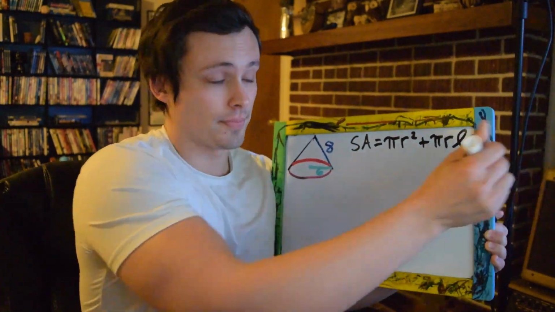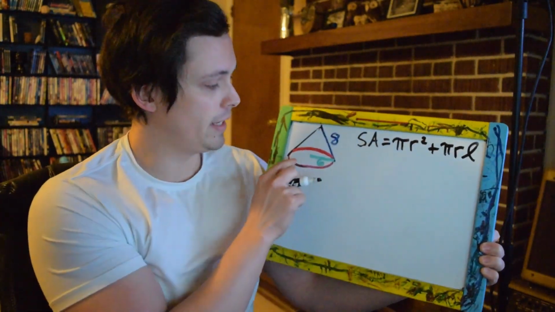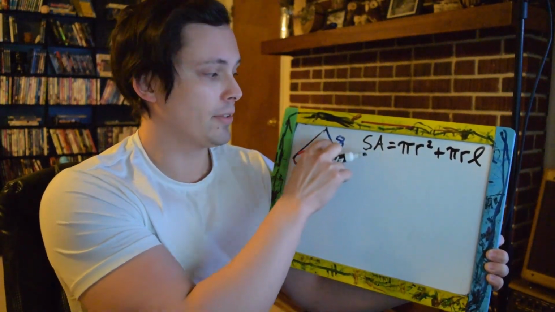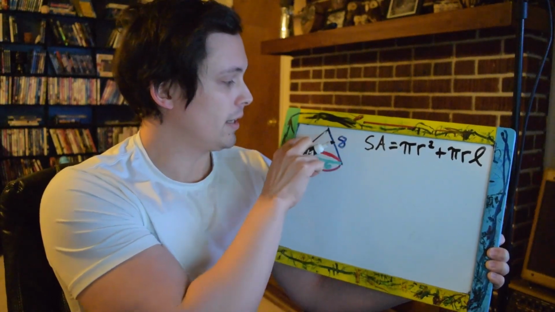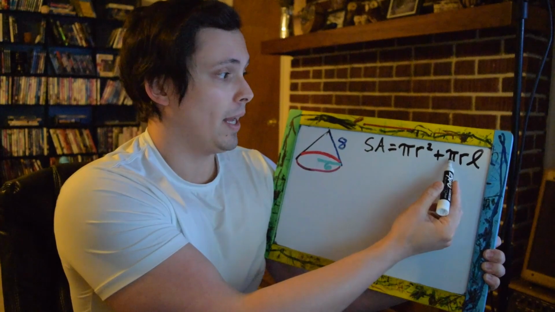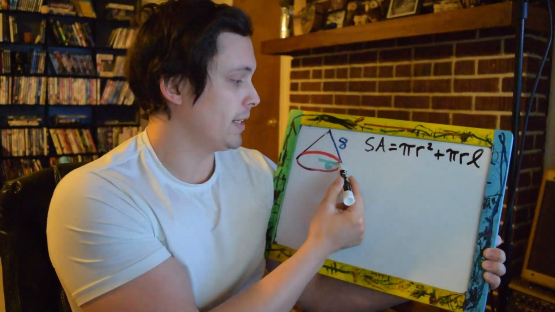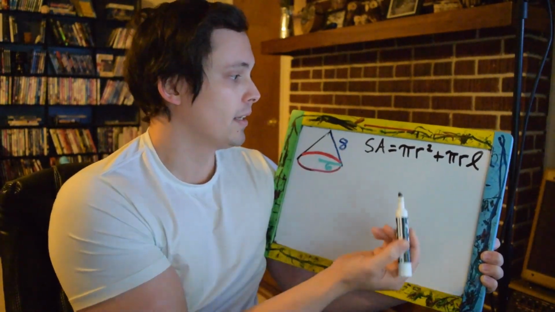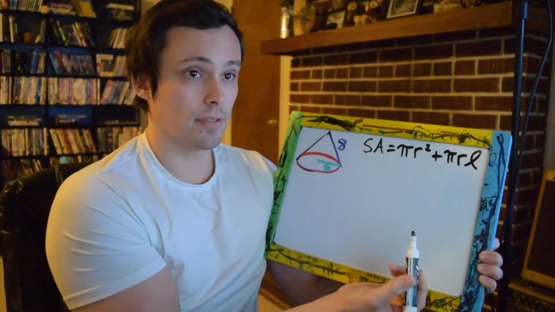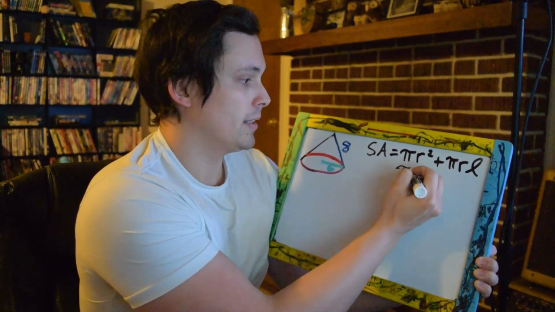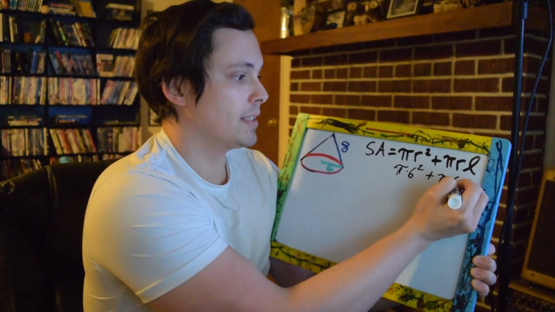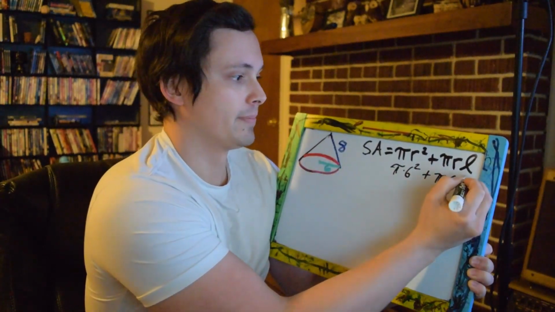Okay, so the surface area is the area of the base, which is pi r squared, plus the lateral area. That's the outside stuff on the cone if you unrolled it, and we learned in a previous video that it is pi times the radius times the slant height. So we're just going to fill in 6 for r and 8 for L in this formula. So we'll get pi times 6 squared plus pi times 6 times 8.